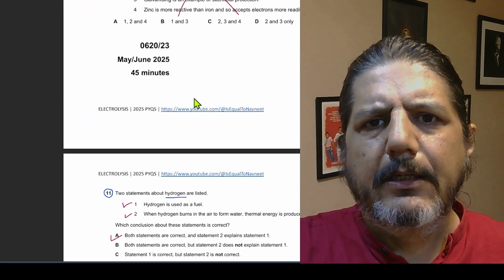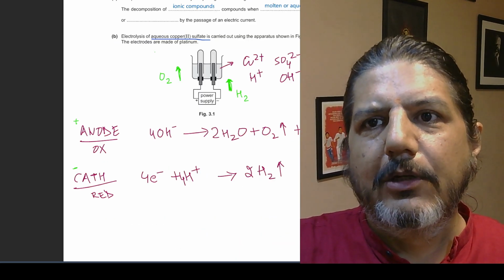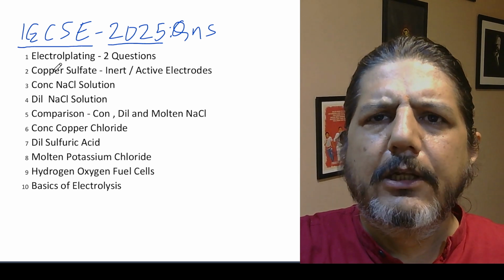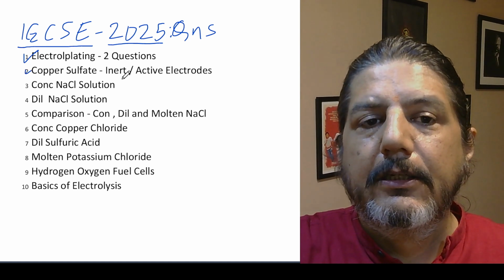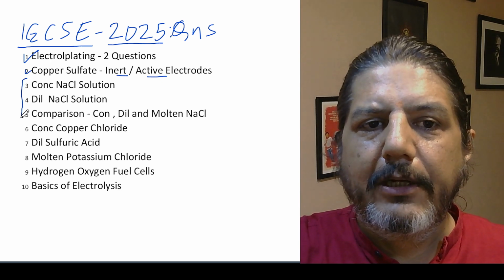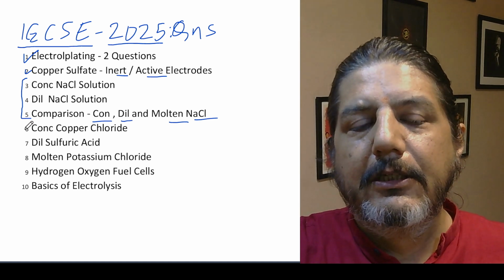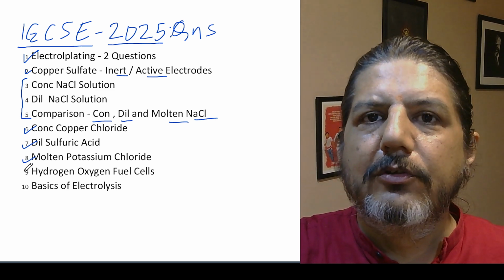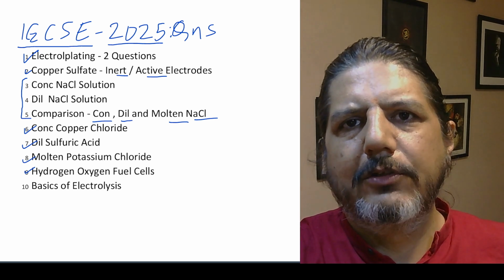And the good thing about this lecture is that comprehensive treatment has been given to electrolysis. These are the topics which I have covered during this about an hour long video. So there are two electroplating questions: copper sulfate electrolysis using inert as well as active electrodes. And I've taken and explained the comparison between concentrated, dilute and molten NaCl because the treatment is different. Electrolysis of concentrated copper chloride, dilute sulfuric acid, molten potassium chloride, hydrogen oxygen fuel cells. So this is a pretty comprehensive treatment of the electrolysis portion.